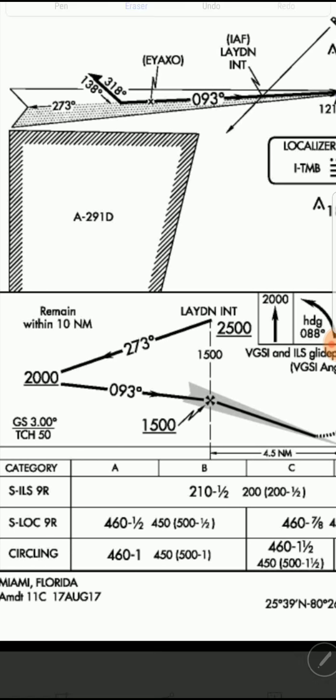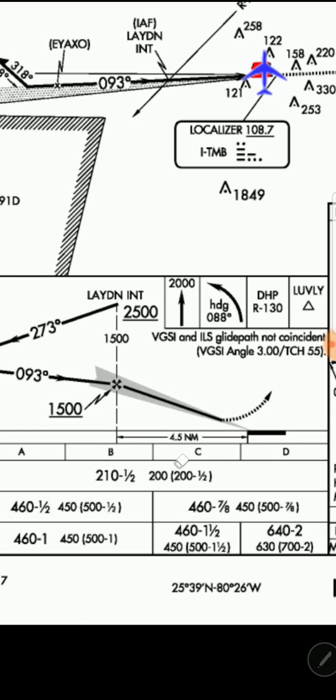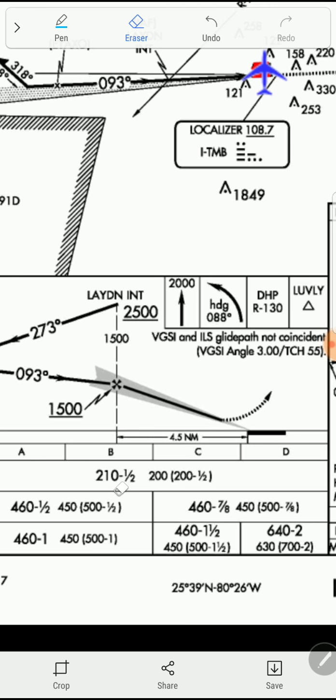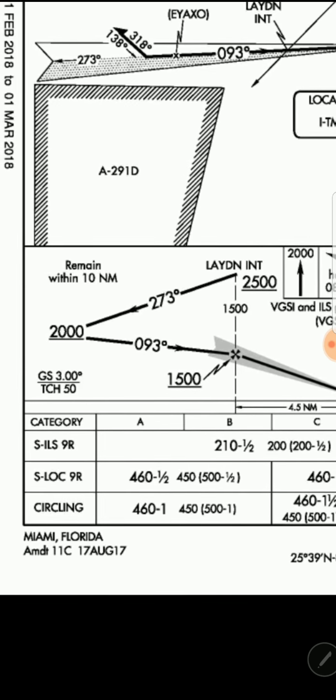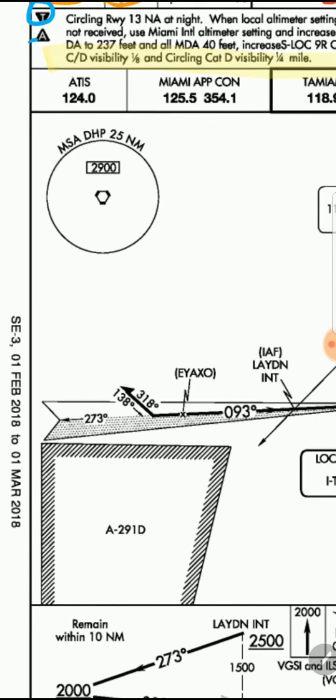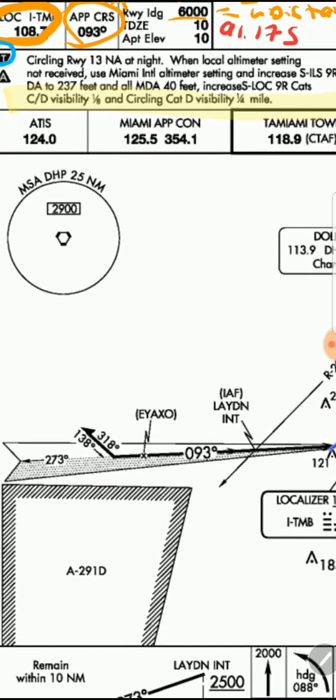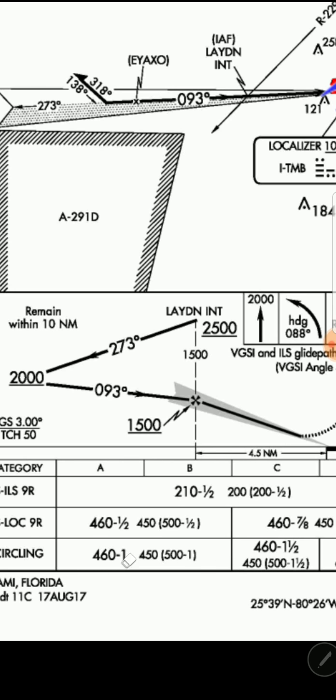So if we're doing the ILS with that altimeter setting for categories C and D airplanes, you're going to increase these minimums. And as well, if you're doing, what was it? Circling approach, you're going to increase this 1 statute mile.